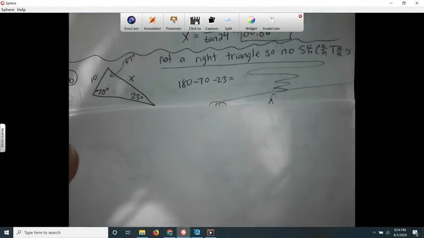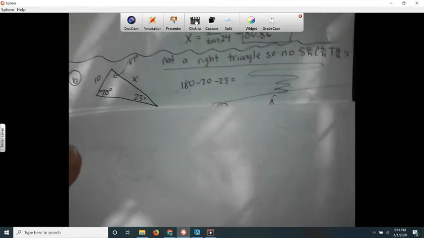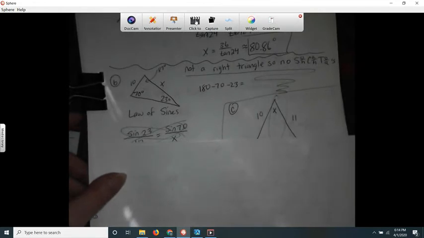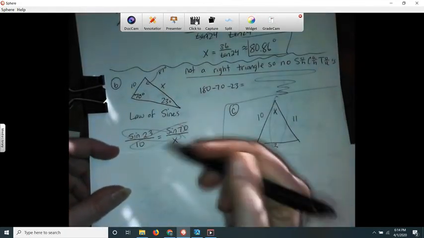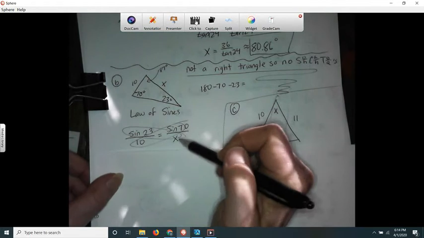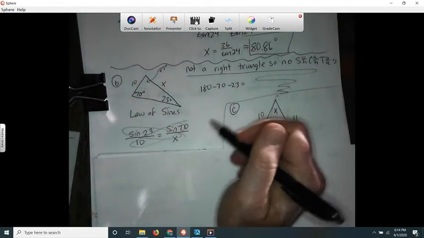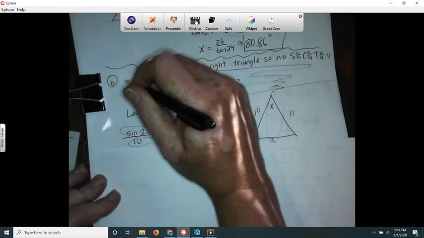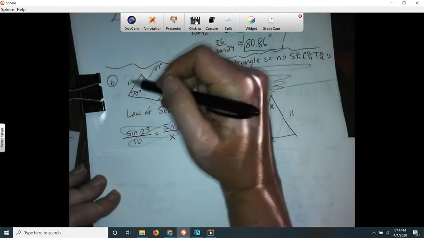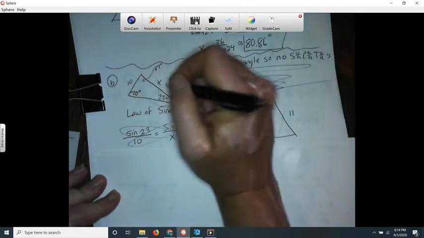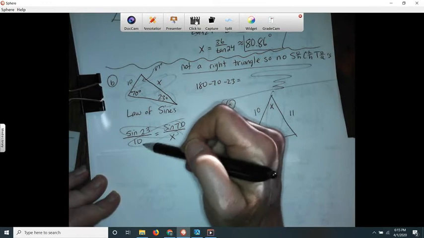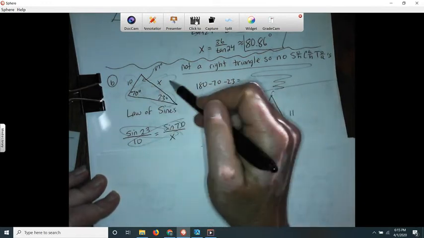Well, law of sines and law of cosines are your only hope. Law of sines is simpler, so I would like to try law of sines. I look at it and see if I can use law of sines. So law of sines says sine A over A equals sine B over B equals sine C over C. I notice that I have a pair, an angle that's across from a side, and then I have another pair. So I can say sine of 23 is to 10, as sine of 70 is to x.